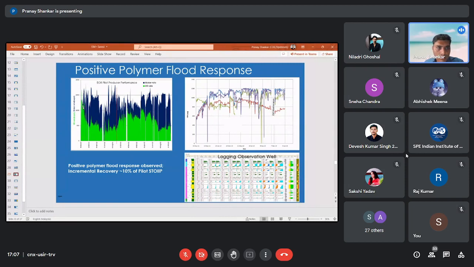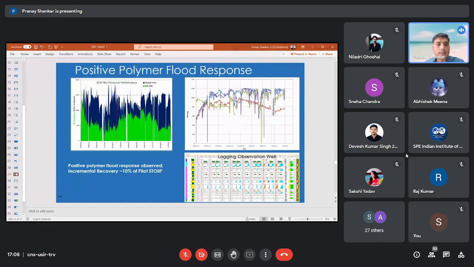This green line is your oil rate. You started off with 1,000 barrels of oil and no water, and during water flood it came down to less than 200 barrels, and you have more and more water coming in. But this is the time when you started your polymer, and you started seeing more oil and less water.